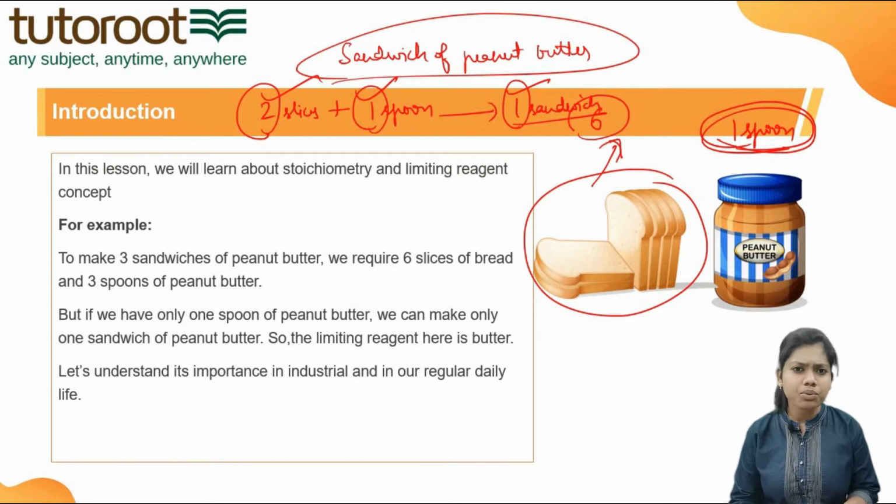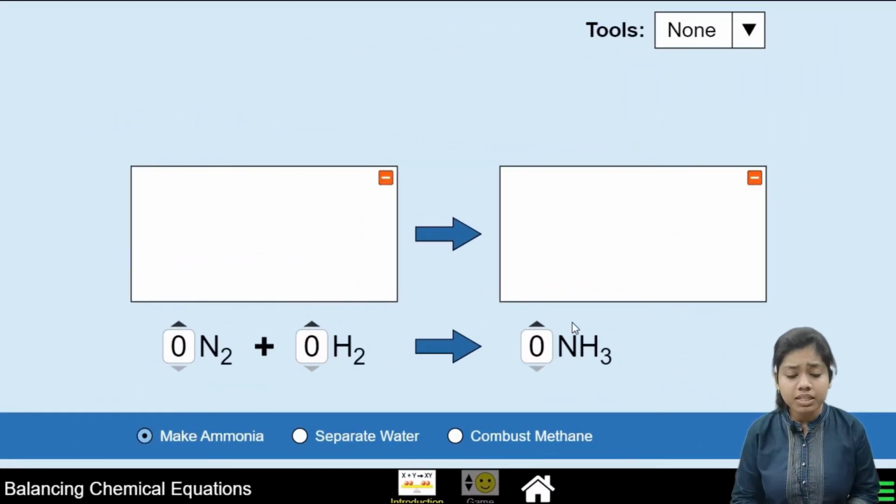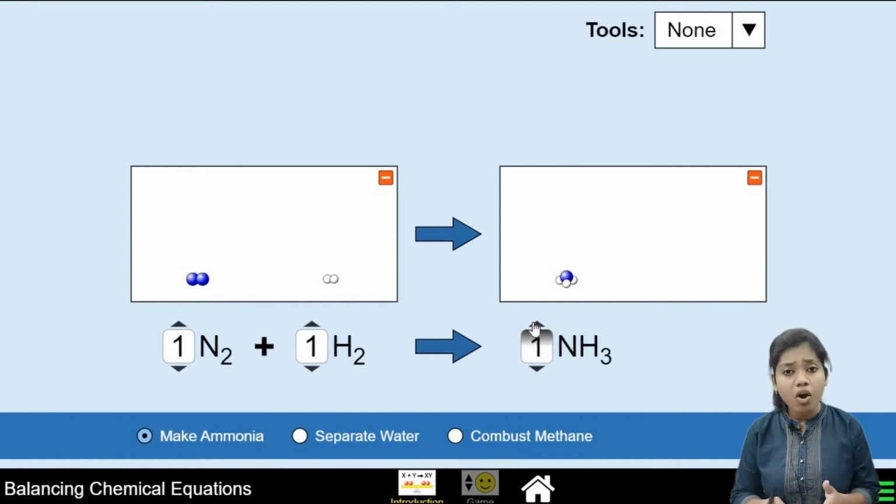First, just to brush up our basics, we'll balance a few chemical reactions. Take this reaction where nitrogen plus hydrogen gives ammonia. How to balance that? First we put the stoichiometric coefficient as 1 for all the reactants and products. On the reactant side, the count of nitrogen is 1 into 2, so 2 nitrogens in total, and on the product side the count of nitrogen is just 1, so it is not balanced.